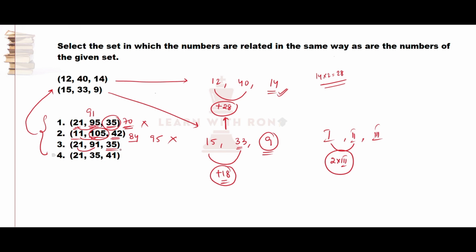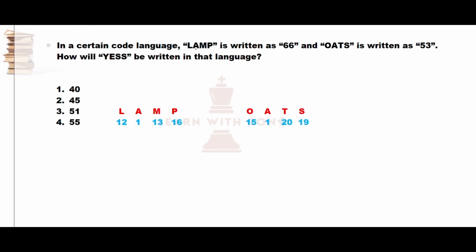The difference here should be 35 twos, 70. So if I add 70 to the 21, I should get a value of 91. So it's the same value they have given, which verified our pattern, which is option number 3. Let's see the next question. Here is one more coding question.